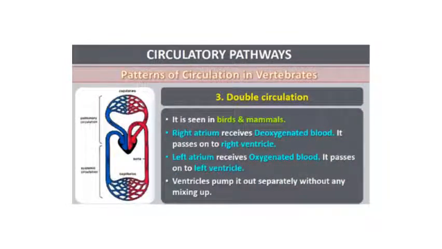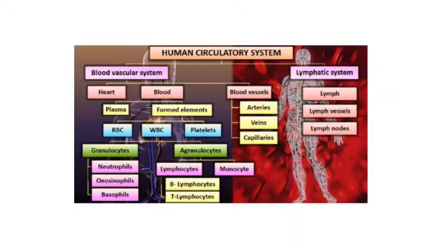Then we see double circulation in birds and mammals. We humans, we have this double circulation. So here the right atrium receives the deoxygenated blood. It passes it into the right ventricle. Then the left atrium receives the oxygenated blood, which it passes again to the left ventricle. And the ventricles pump it out separately without mixing up. So this is one important feature where the oxygenated blood and the deoxygenated blood are not mixing up together.